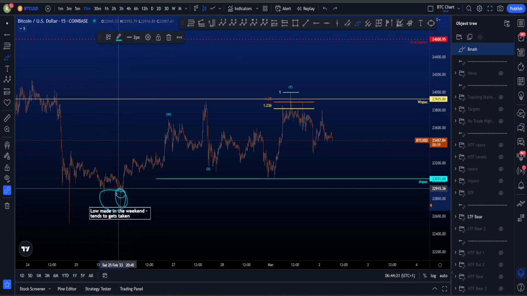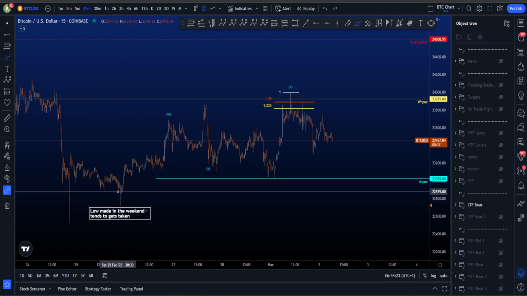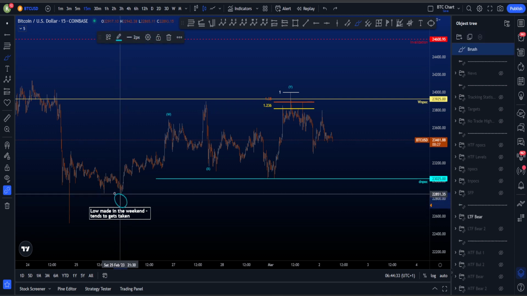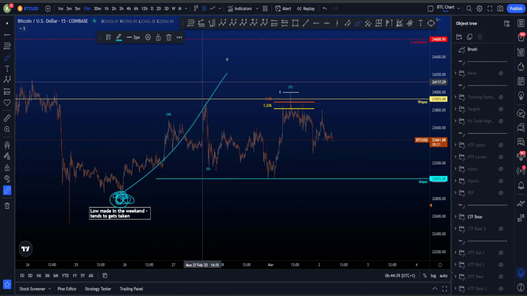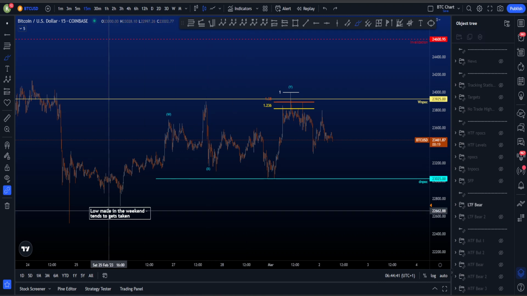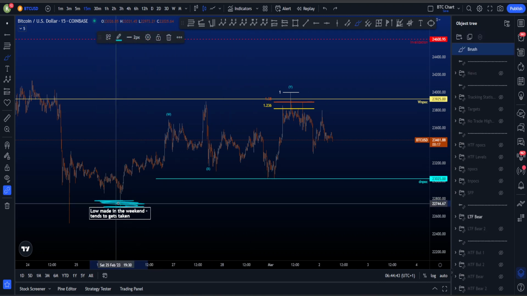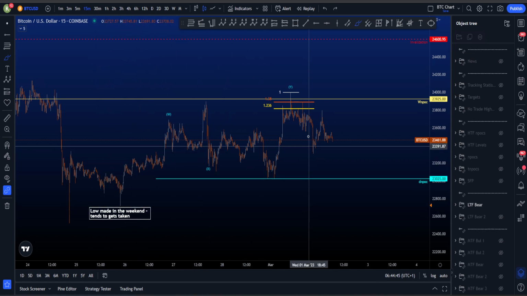This low was made during the weekend, and whenever there's lows or highs made during a weekend, they tend to get taken by the market makers, basically the bigger institutions. They are not very often that generous that retail traders in the weekend, when the markets are closed, can get in their longs and eventually have a lot of profit. So I'm basically looking for this low to be taken eventually, whenever that happens, but we're already a little bit on the way to the downside.